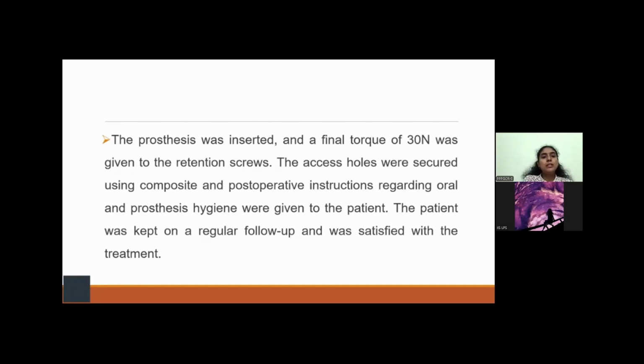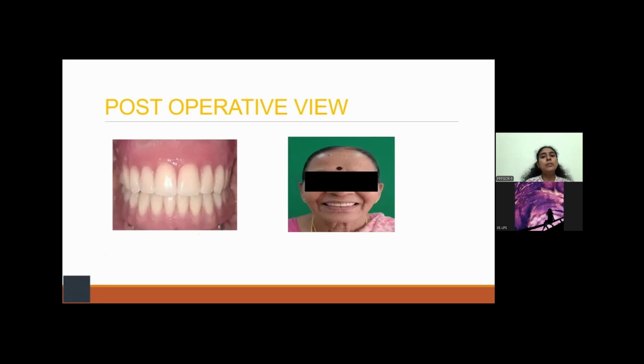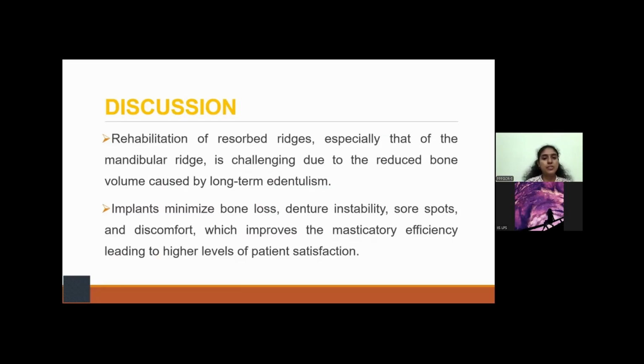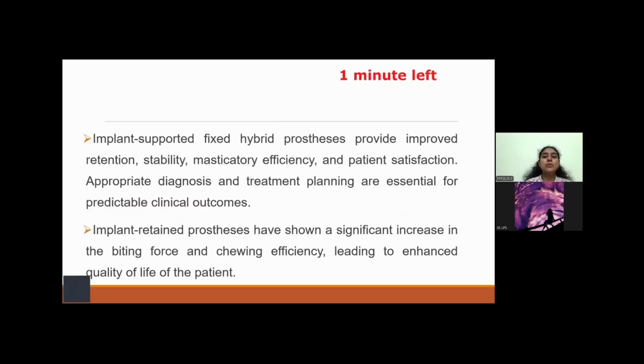Coming to the discussion, rehabilitation of resorbed ridges, especially the mandibular ridge, is challenging due to reduced bone volume caused by long-term edentulism. Implants minimize bone loss, denture instability, sore spots, and discomfort, which improves masticatory efficiency, leading to higher levels of patient satisfaction. Implant-supported fixed hybrid prostheses provide improved retention, stability, masticatory efficiency, and patient satisfaction. Implant-retained prostheses give a significant increase in biting force and chewing efficiency, leading to an enhanced quality of life.